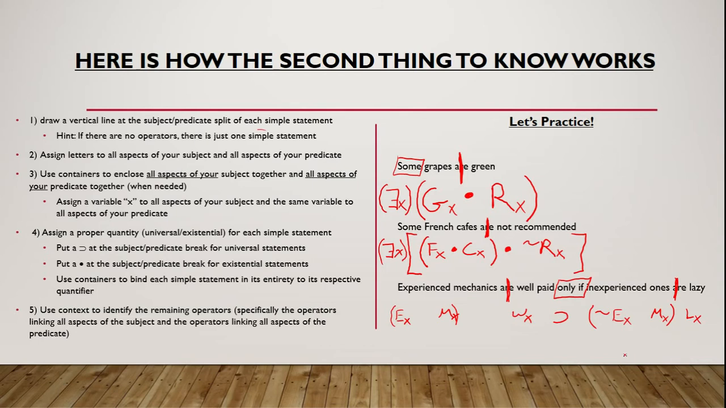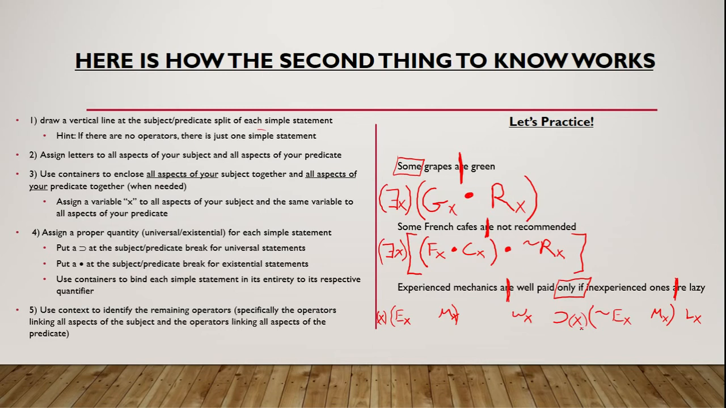All right. Assign a proper quantity, universal or existential, for each simple statement. Experienced mechanics are well paid. I'm taking this to mean all experienced mechanics are well paid, so we're going to give that an X. Only if inexperienced ones are lazy, I'm taking that to be a universal one as well, so I'm going to give that an X as well.